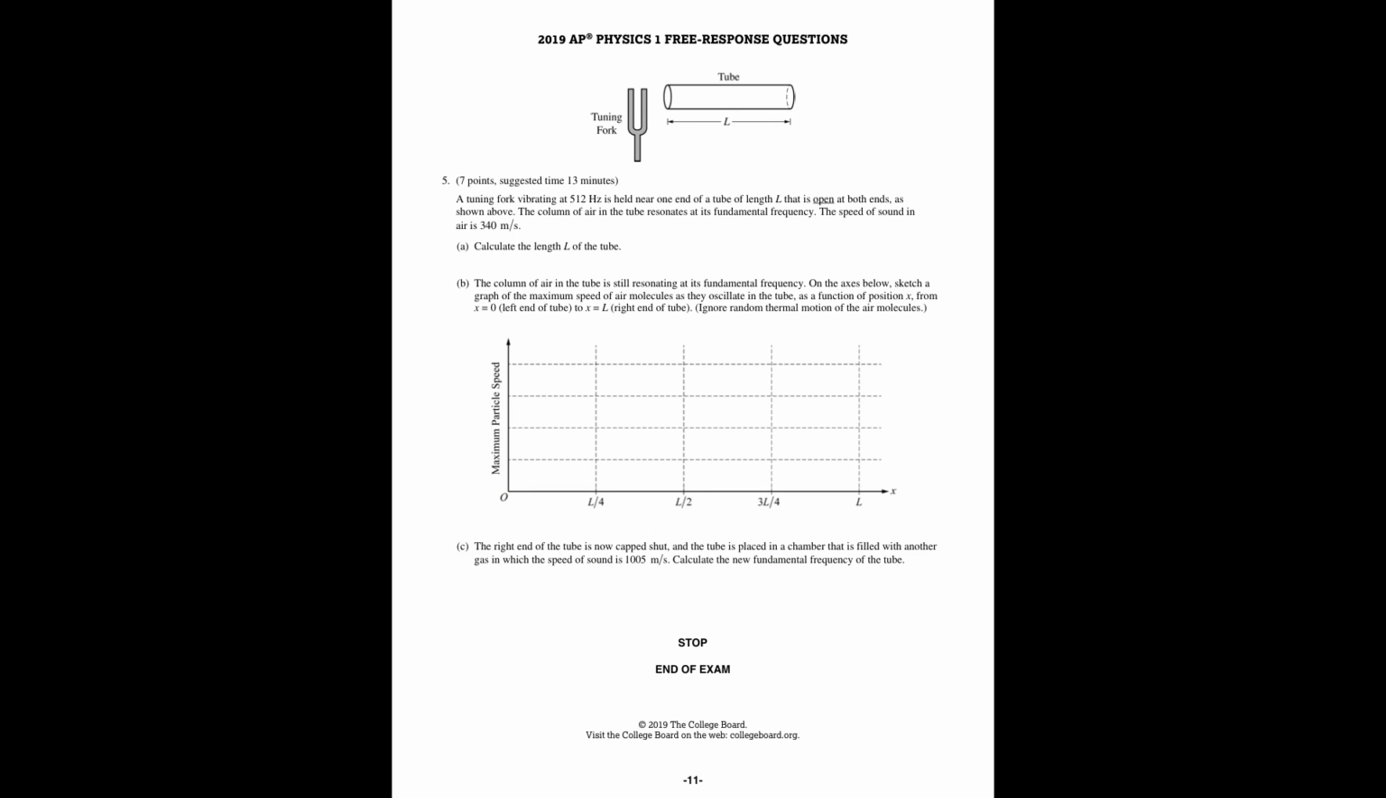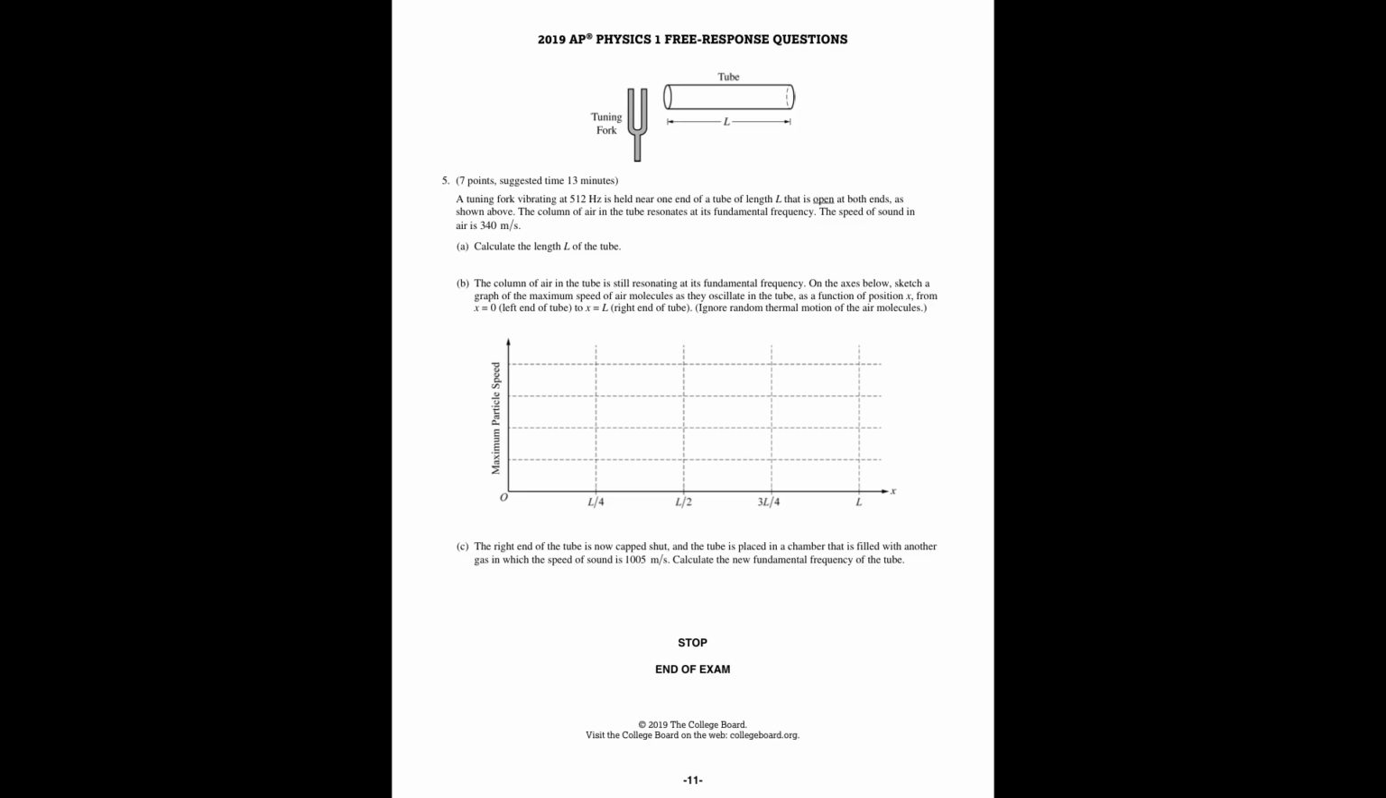The last question is a 7.13-minute question, and it's about waves. It says a tuning fork vibrating at 512 Hz is held near one end of a tube of length L that is open at both ends. The column of air in the tube resonates at its fundamental frequency. The speed of sound in air is 340 meters per second. The first part asks me to calculate the length of the tube.